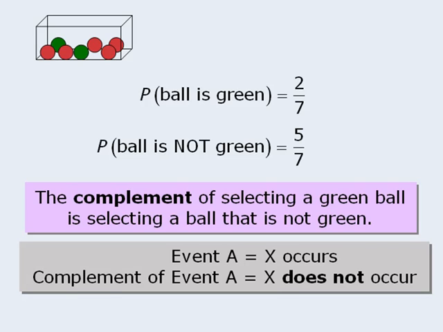Now here's the important part. Notice what happens when we take the probability the ball is green and add it to the probability of its complement, the ball is not green. When we do this, we get a sum of 1.